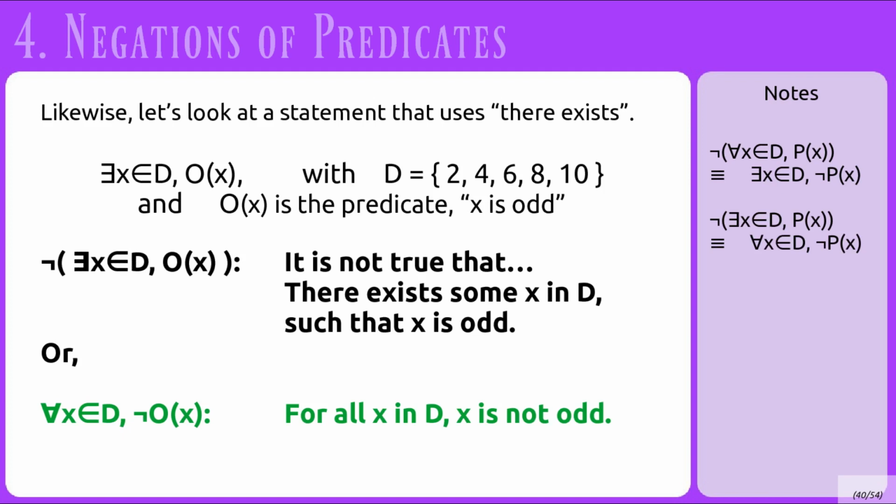If we negate there exists some x in D such that O of x, we're essentially saying it is not true that there exists some x in D such that x is odd. And so the negation of this will be for all x in D, not O of x, or for all x in D, x is not odd.